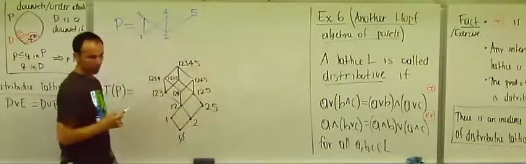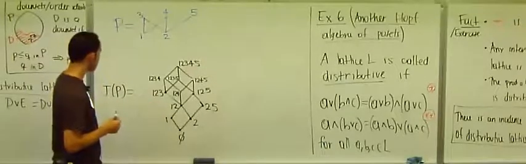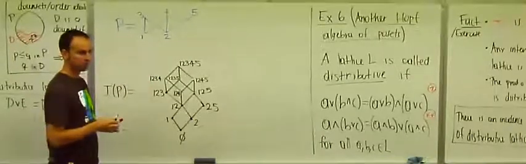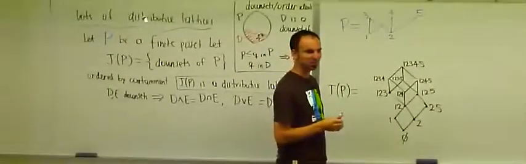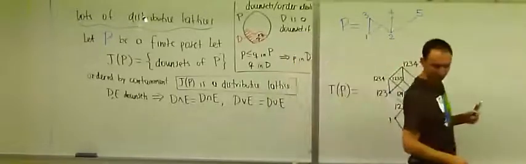Okay. And so this is my distributive lattice coming from P. Okay. This is fun. You should do it. You should draw a picture of a poset and draw this guy.